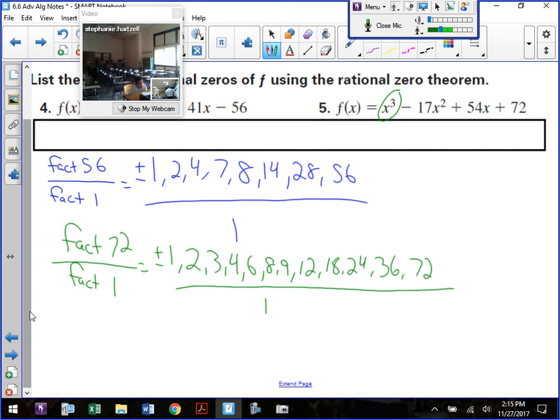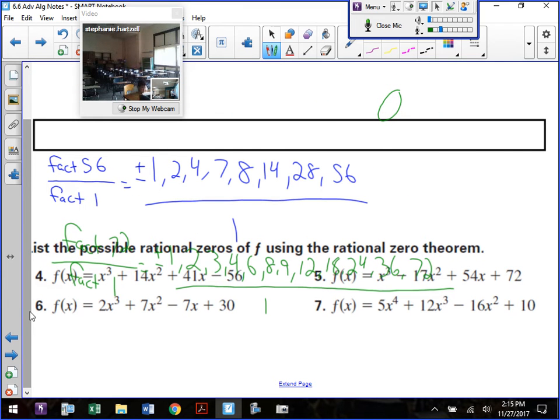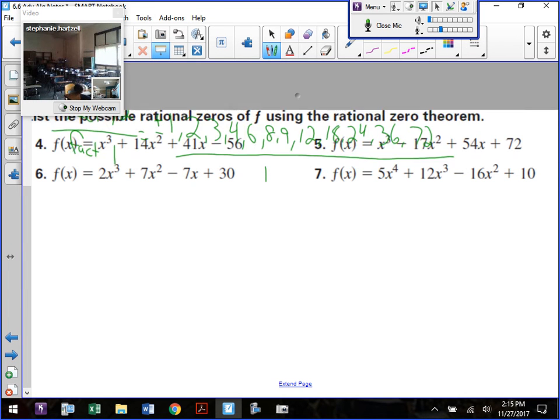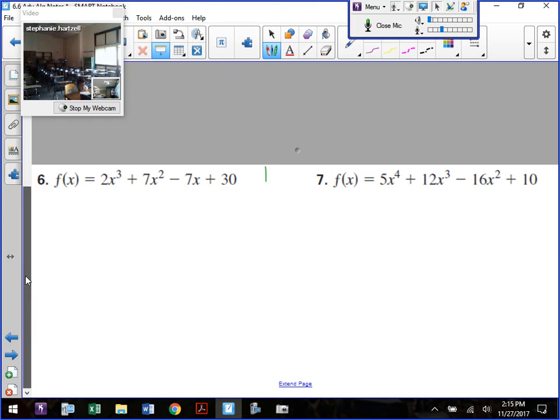Now the weird stuff happens when you wind up with values that are not as clean. So I can clean the screen here. When you have a first term with a coefficient that is not equal to 1, say 2x cubed plus 7x squared minus 7x plus 30, what happens when you list out all your possible zeros is that you might get duplicates. And that's where it takes a second or two extra to go through this one.